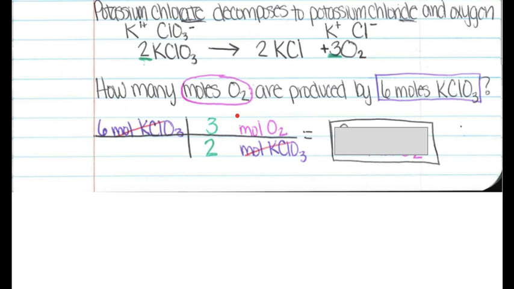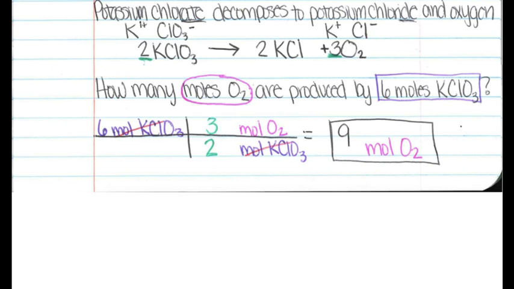Okay, so it should be a simple math problem from there. All we're doing is multiplying across like we always do. And then we take whatever our top answer is and we divide by our bottom answer. So when I get my calculator out, I'm going to type 6 times 3. I get 18. And then I'm going to divide by 2. So it should be 9. Ultimately, my answer is 9 moles oxygen.